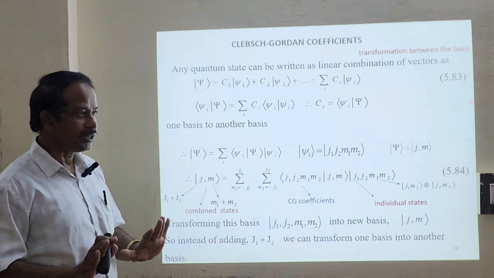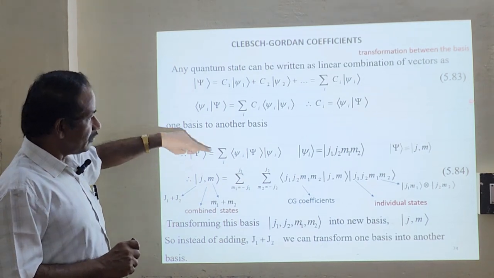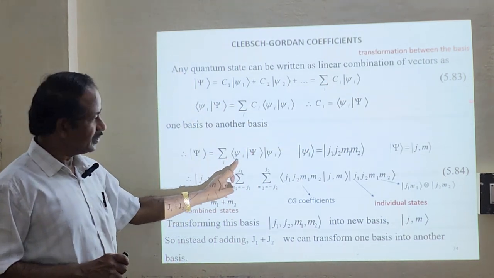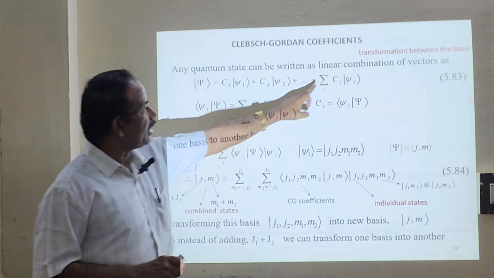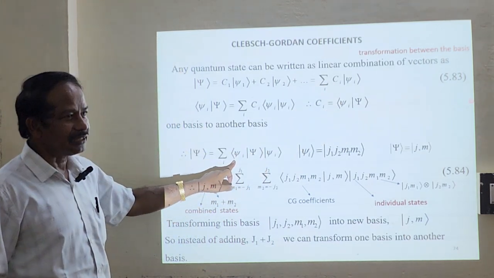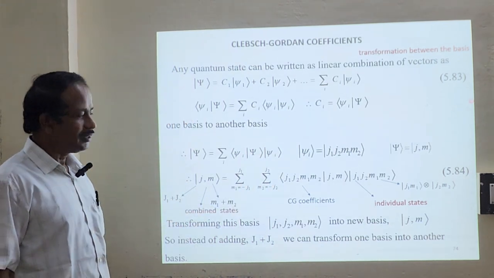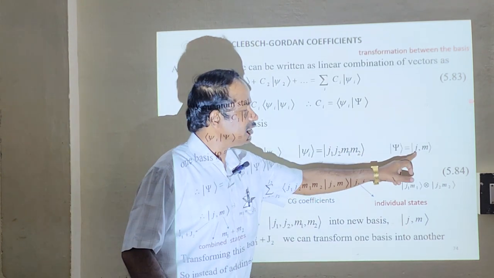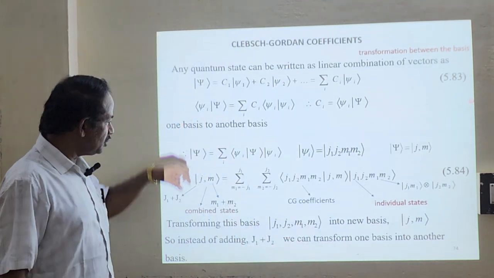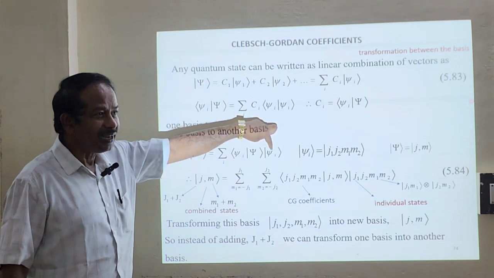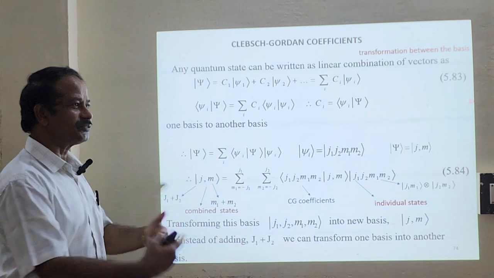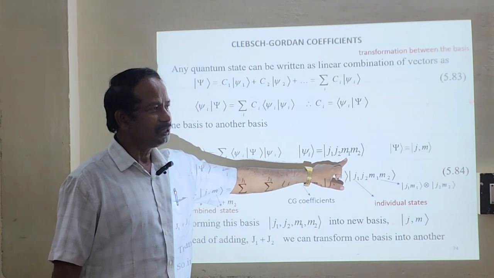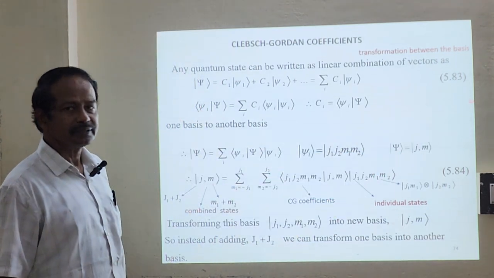So we are going to look from one basis to another basis. Now Psi equals Ci psi i, and the answer for Ci is nothing but bra psi i ket Psi. Is it okay? The answer for Ci we have already found out. So substitute it here. We are going to consider the small psi i as your J1, J2, M1, M2, and your capital Psi as J, M. So this will be your coupled one and this will be your uncoupled one. We are going to transform from one basis to another basis.